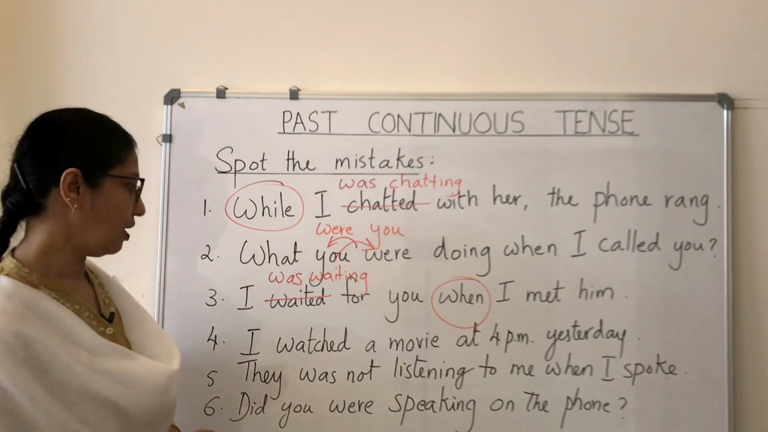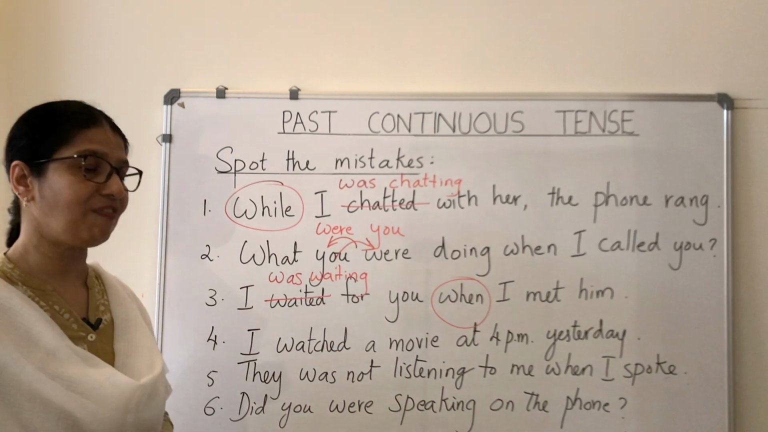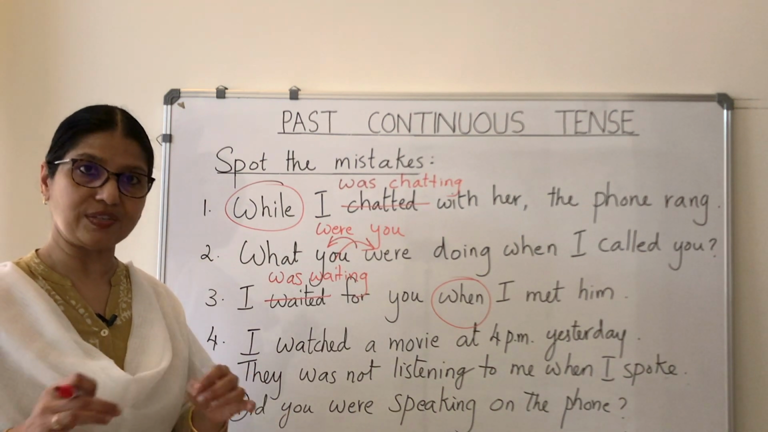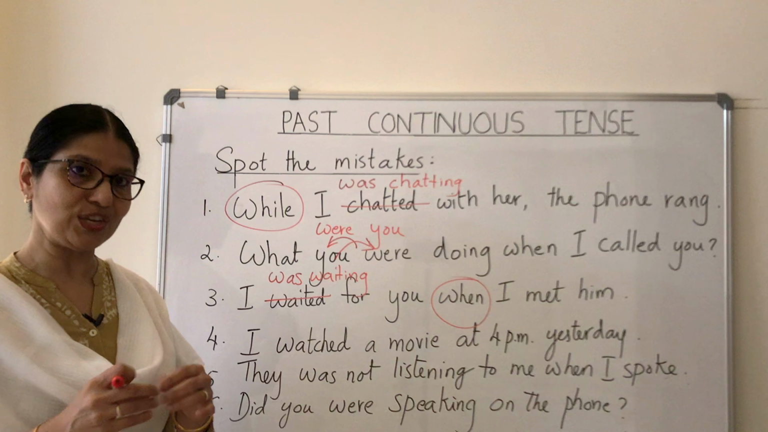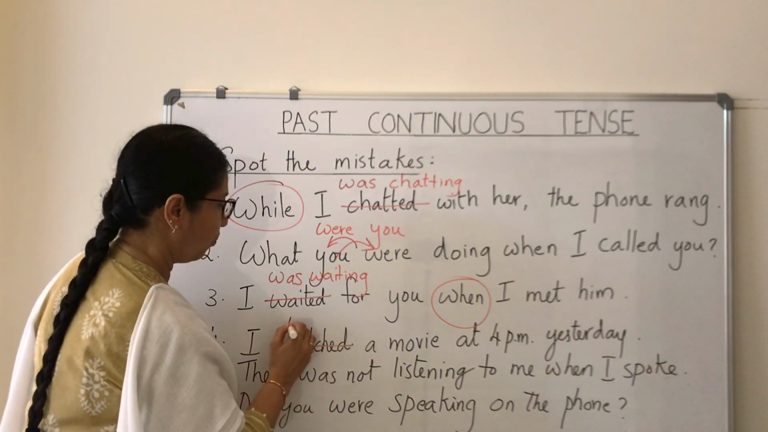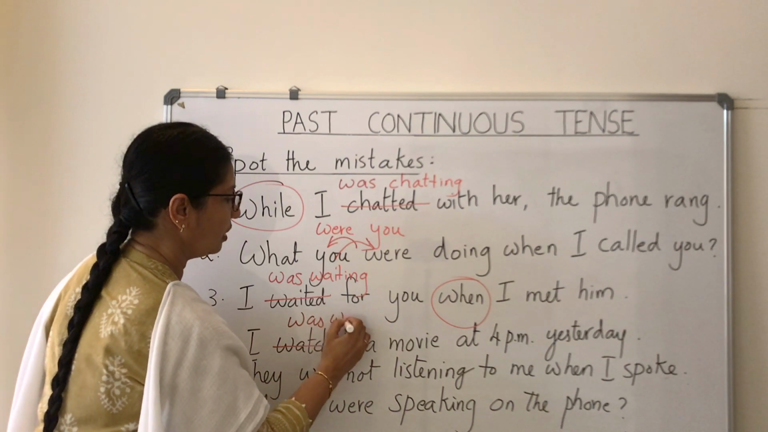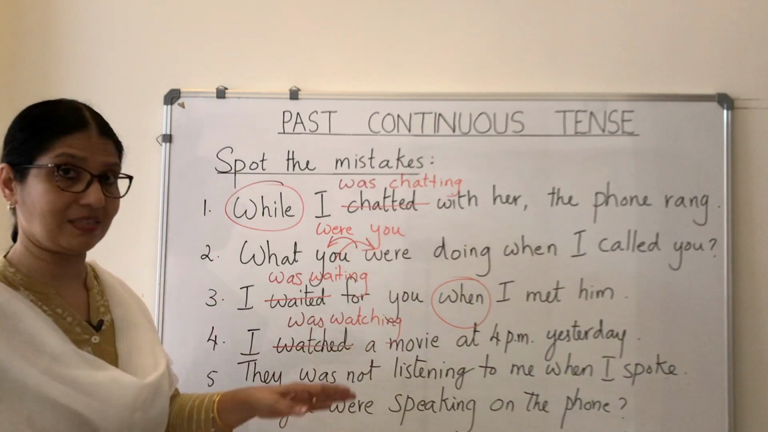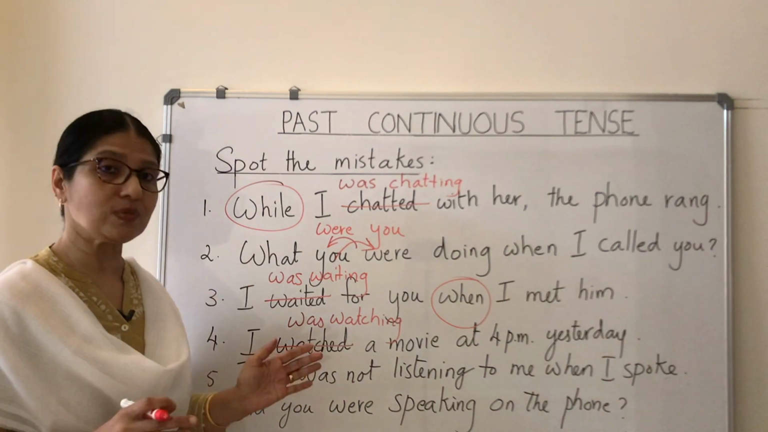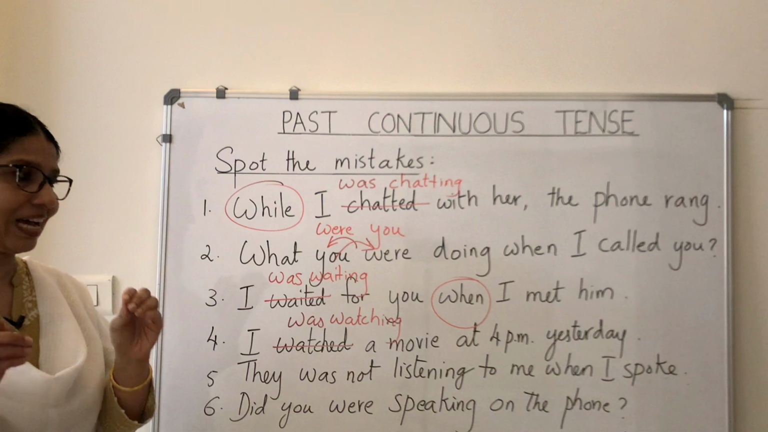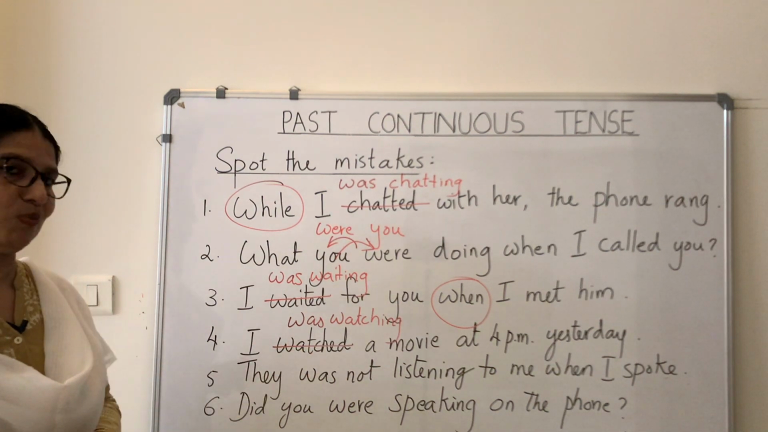Number 4, I watched a movie at 4 p.m. yesterday. Watching a movie is a continuous action. It's a continuing process. So it should be I was watching a movie at 4 p.m. yesterday. This process started before 4 p.m. and it continued after 4 p.m. But at that moment, I was watching a movie.